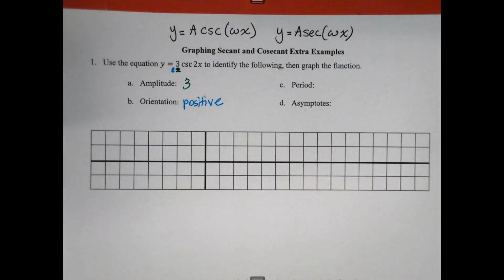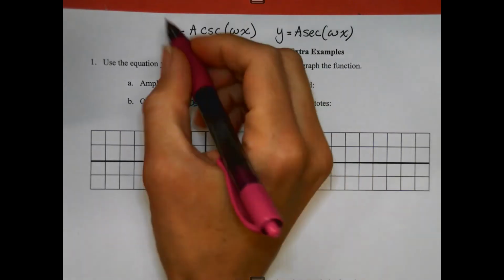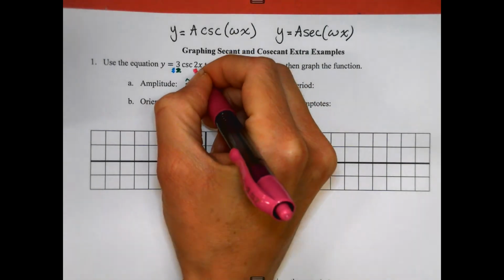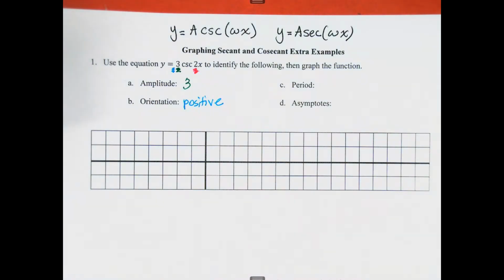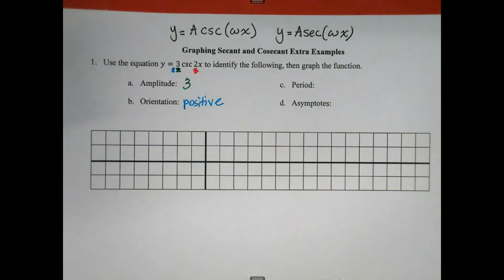Period is the number of cycles that would occur between 0 and 2 pi, since that is the period, or the length of one cycle, for the parent function. And it's based off of your omega value. So this is telling us that we would have 2 complete cycles from 0 to 2 pi. Therefore, our period would be pi.